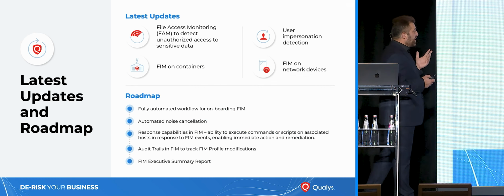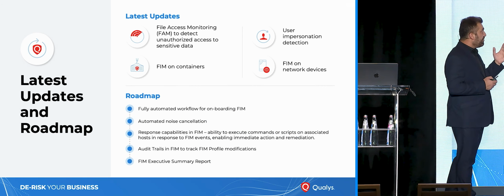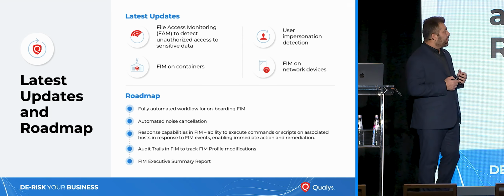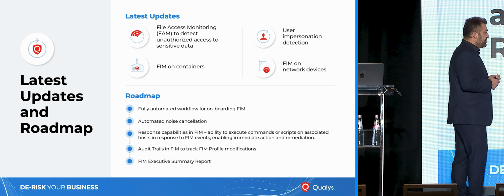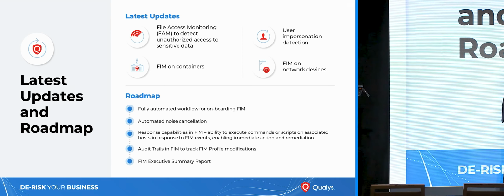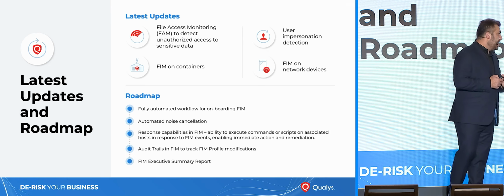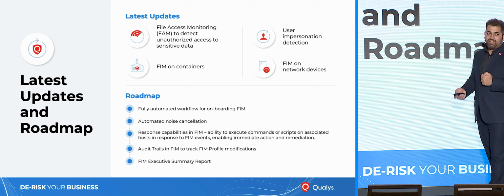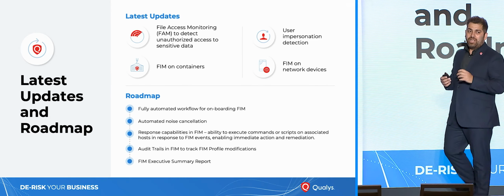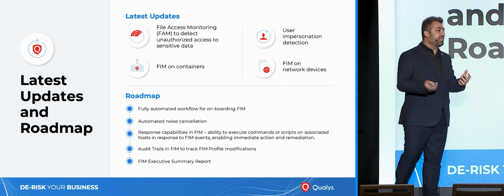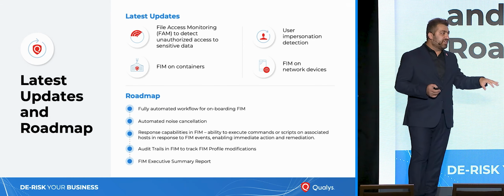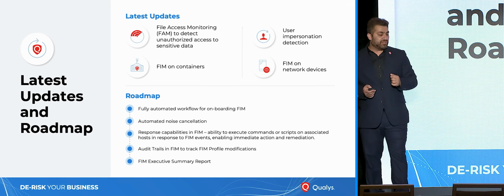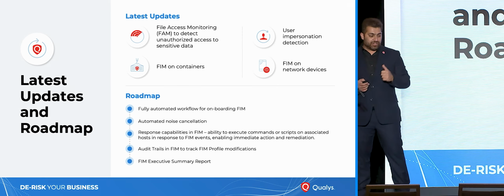Now, talking about the latest updates and roadmap, these are the latest updates that we have. We have introduced file access monitoring, impersonation detection, FIM on containers, and FIM on network devices. What's coming up in the roadmap is something that I've shown you in the demo, that is automated workflow, automated noise cancellation. And this is a key area, response capabilities in FIM, wherein you will be able to take actions by leveraging our custom assessment and remediation module. You'll be able to create scripts and take action, for example, isolating the host, killing a process, deleting a file or something. And then audit trails in FIM to capture the policy modifications. Finally, the executive summary that you just saw.